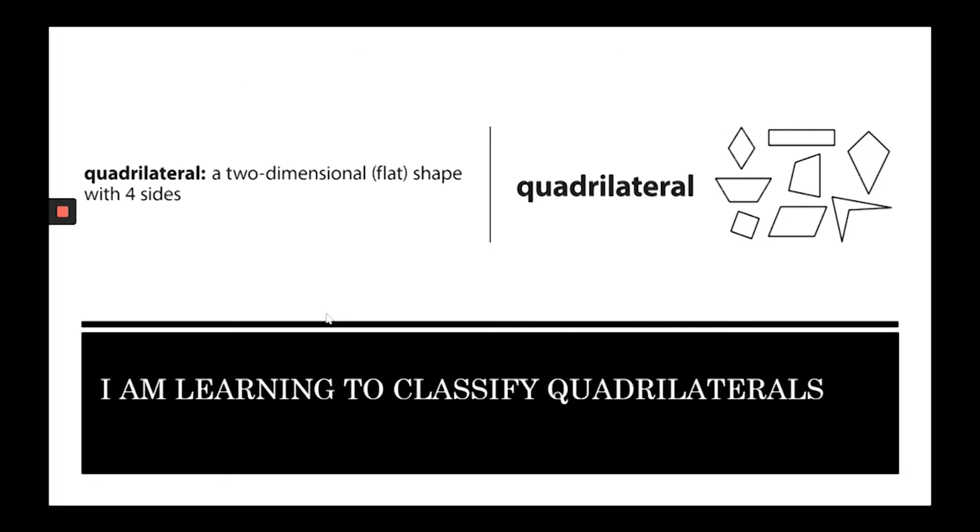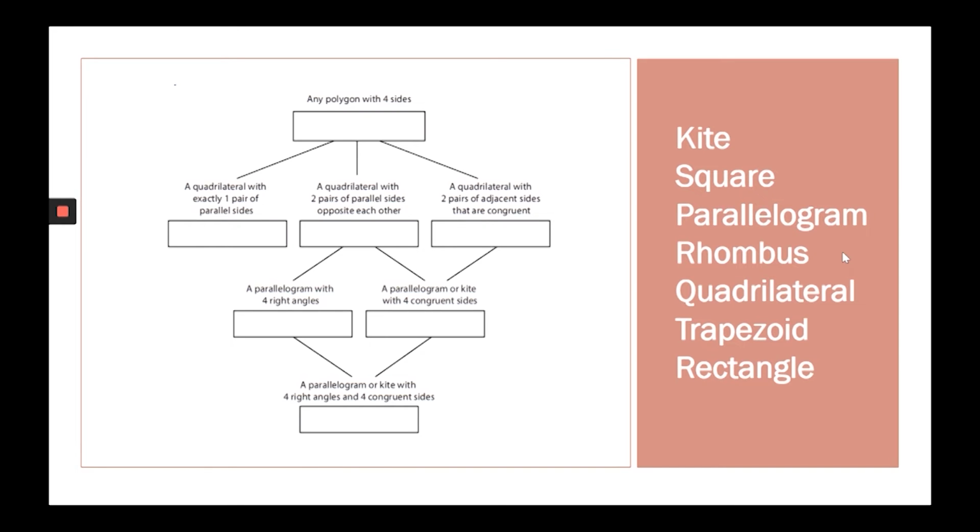The second more specific learning target we're going to work on is I am learning to classify quadrilaterals. A quadrilateral is a two-dimensional flat shape with four sides. And over here you can see some examples of quadrilaterals. Do you recognize any of those shapes? Can you name them? All right, we're going to try that right now.